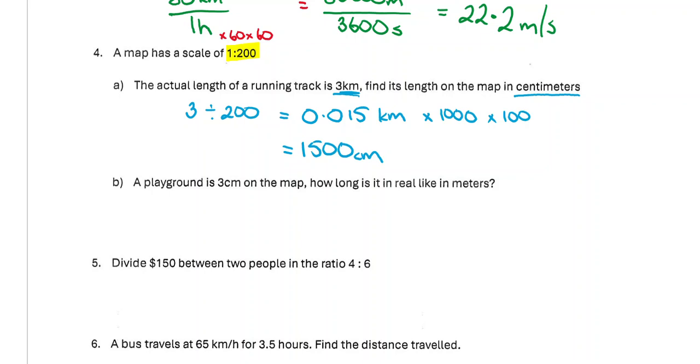Okay, part B. A playground is 3 centimeters on a map. Find how long it is in real life in meters. So if it's 3 centimeters on the map, we have to times that by 200. 3 times 200 is 600, and that will be in centimeters. Okay, but we want our answer in meters, so we have to divide that by 100, which makes that 6 meters.